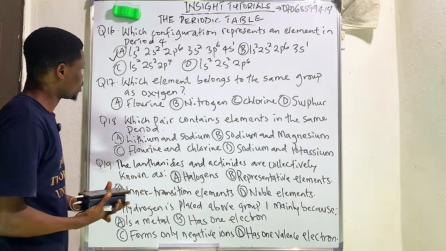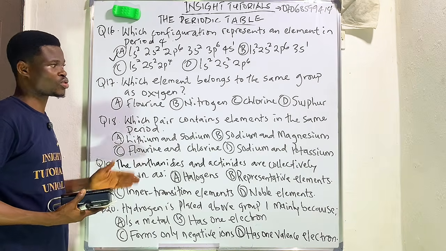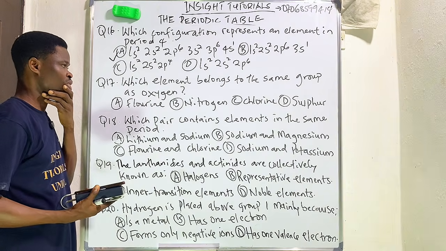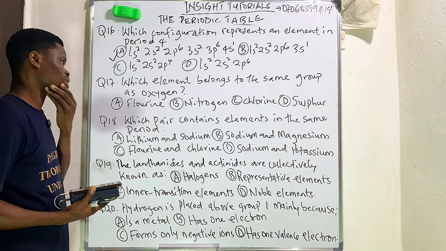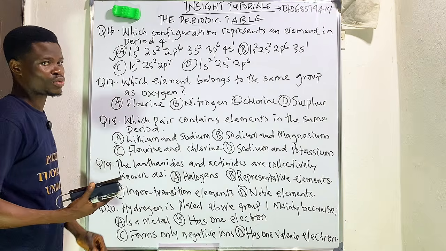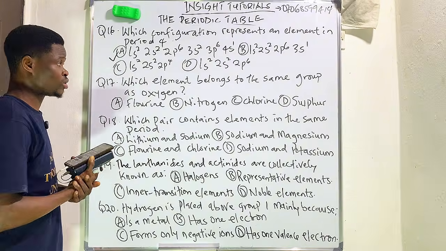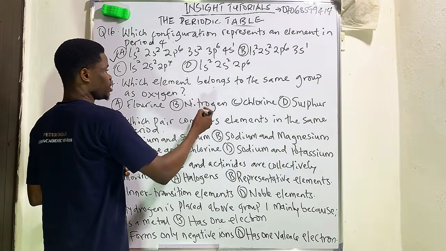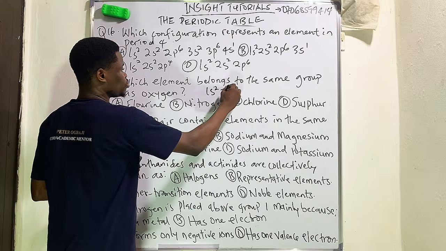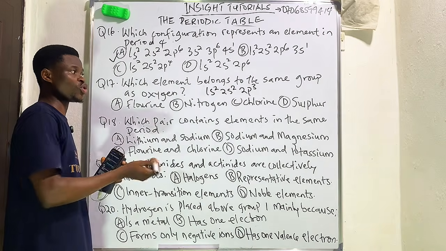The next question says, which element belongs to the same group as oxygen? A says fluorine, B nitrogen, C chlorine, D sulfur. We all know that fluorine and chlorine are referred to as halogens. They belong in the same group, although different periods. Nitrogen here is a group 15 element. How do we know that? 1s2, 2s2, and 2p3 is the electronic configuration of nitrogen.